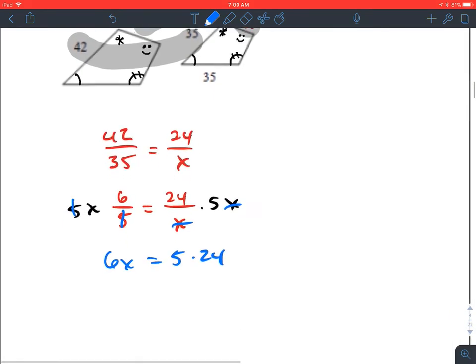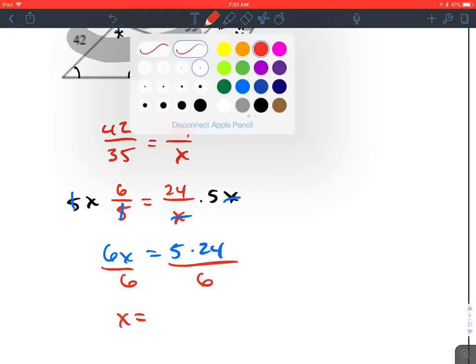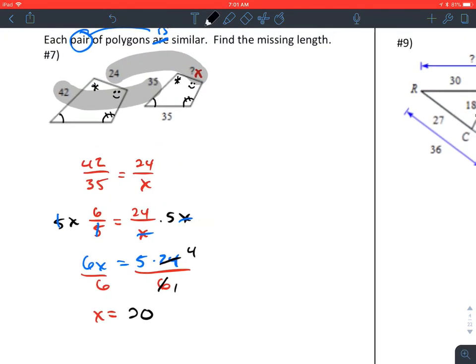Now check this out. I could multiply the 5 times the 24. I'm going to actually withhold doing that for a moment. I'm going to divide both sides by 6 to get x by itself. Now I can do some canceling here. 6 goes into itself once, goes into 24 4 times. Now I got 5 times 4, which is 20. That is one way to do this problem. There are many other ways to make this proportion. In fact, there are, I think, 8 different ways to write it correctly. And there's a bunch of ways to write it incorrectly. That's one such thing.